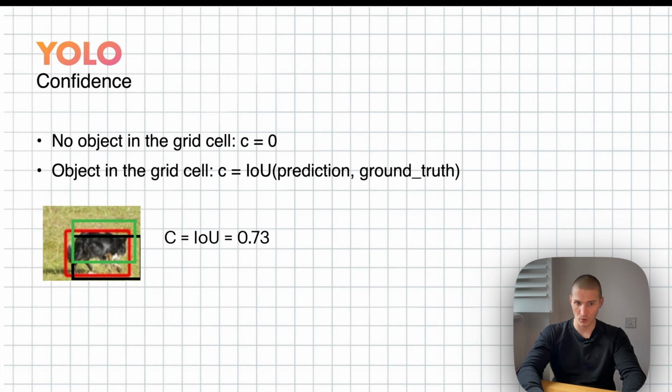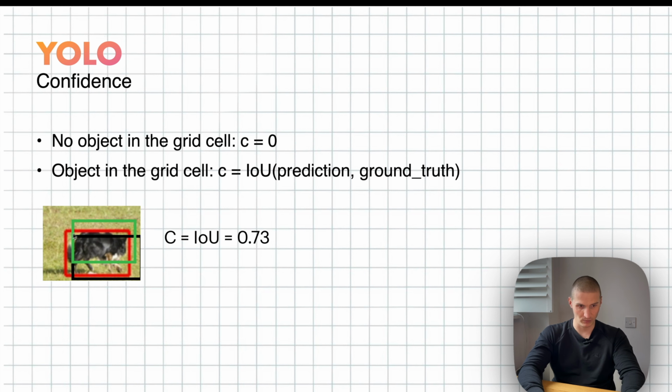So this is how confidence works. If there is no object in the grid cell, then the confidence should be 0. In addition, and this is the extra point in one of the recent YOLO versions, if there is an object in the grid cell, then the confidence will be equal to intersection over union. So this is a metric of how well the bounding box intersects with the ground truth.